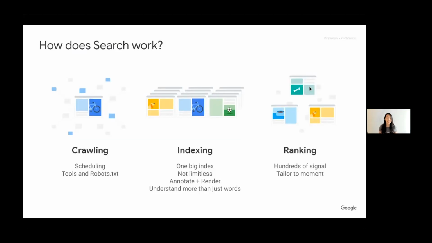And the last step is ranking. After we crawl and find all the pages and put them in one index, we do ranking. This is the part that is more apparent to you, but it's the most complex, as we use hundreds of signals to rank your page, so that we can tailor the search results to your intent as much as possible.